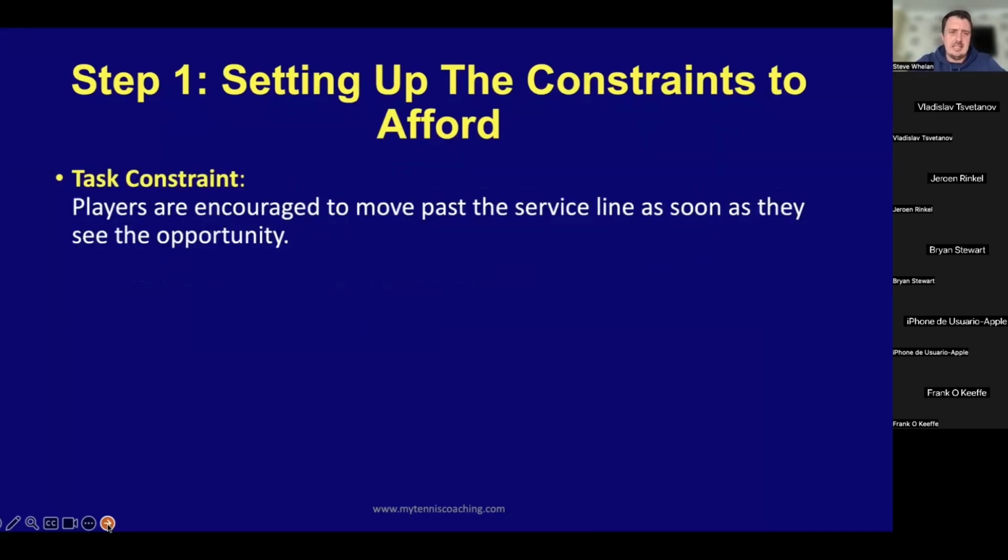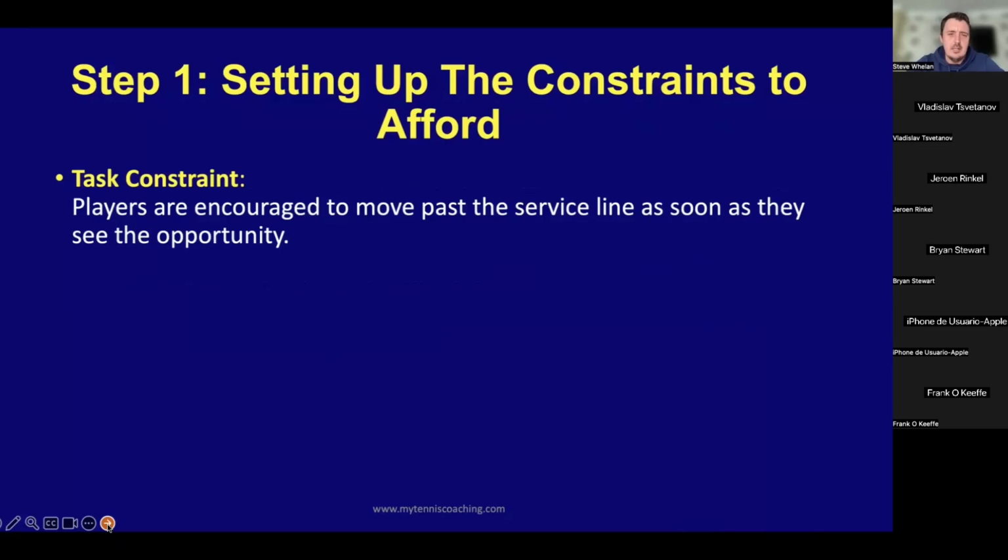A task constraint is the rules or the regulations of the game. It's the practice itself. I want the player to be encouraged to come forwards, to try and get in and past the service line when he sees the opportunity. Again, it's not about me telling him when to move forwards. A classic example is, if I give you a short ball, move in behind it. If you hit a high loopy topspin ball, move in behind it, serve volley. I'm not telling him when to move in.